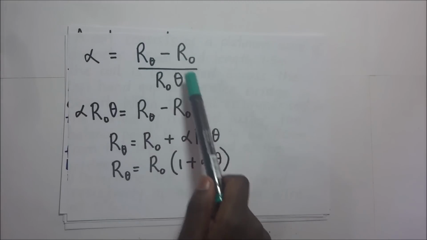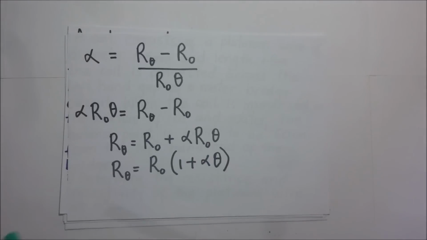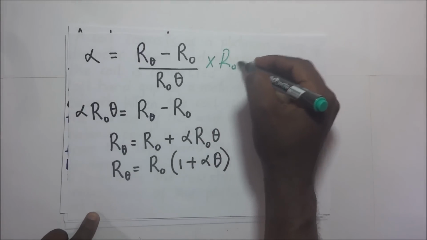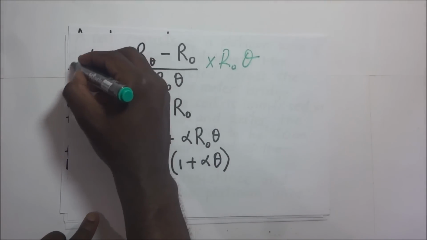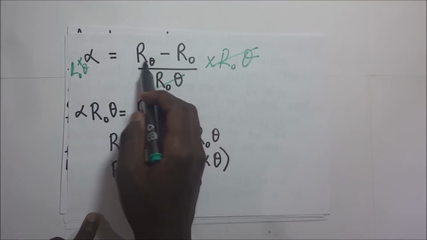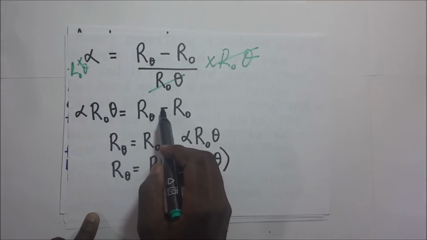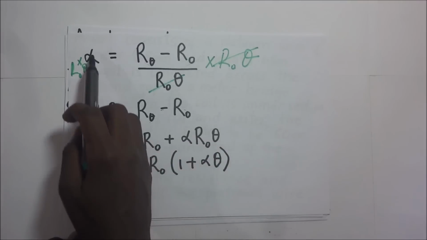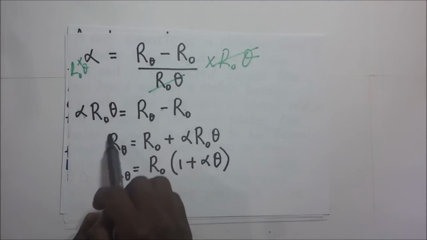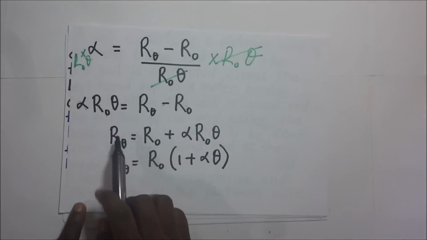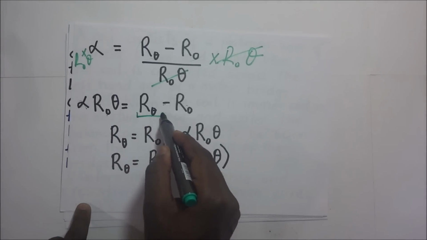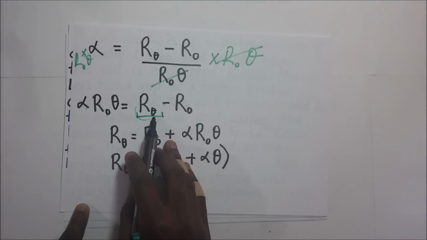When we reorganize this expression in such a way that it is flat, we multiply by r theta naught on both sides. This side you remain with r theta minus r naught equal to alpha times r theta naught, the one you multiplied on both sides. Then you rearrange this equation to make r theta the subject of the formula.